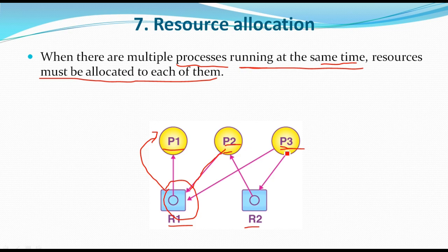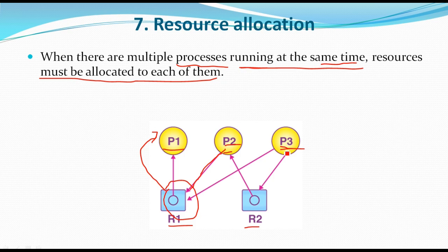There you will understand how these resources are allocated to the processes. Now, for this operating system service, you just need to understand that when multiple processes are running in the computer at the same time, every process needs some resource, and those resources are allocated by the operating system. That is the responsibility of the operating system, to allocate the resources to the processes.